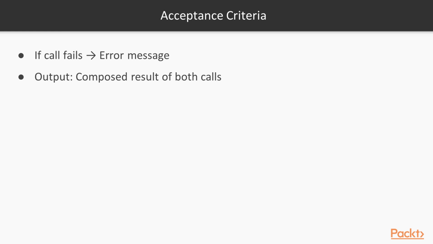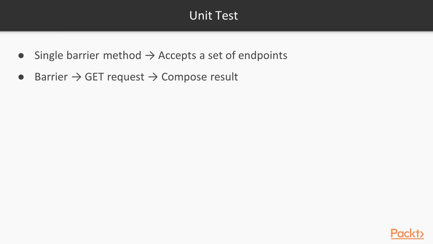If any of the calls fails, it must not print any result, just the error message or error messages if both calls failed. The output must be printed as a composed result when both calls have finished. It means that we cannot print the result of one call and then the other. Now we'll look at unit test integration.